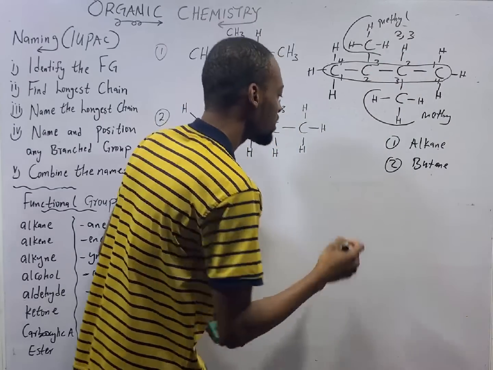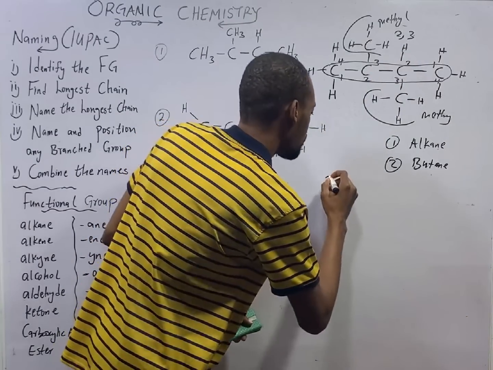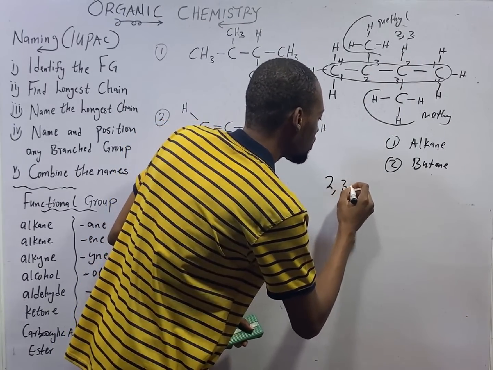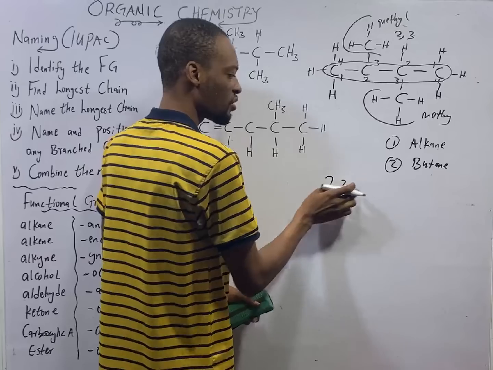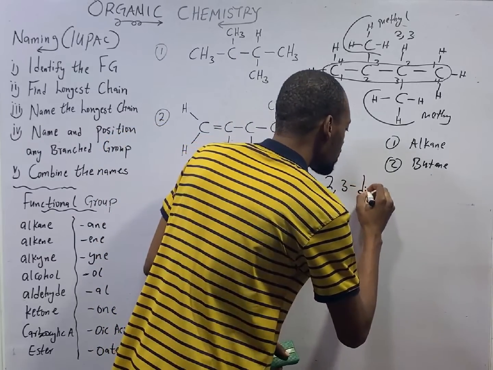Now, we have methyl on carbon 2, we have methyl on carbon 3. So we can therefore say that the branch is 2, 3. I told you to separate numbers, you use comma. To separate numbers and letters, you use dash. So, dimethyl.